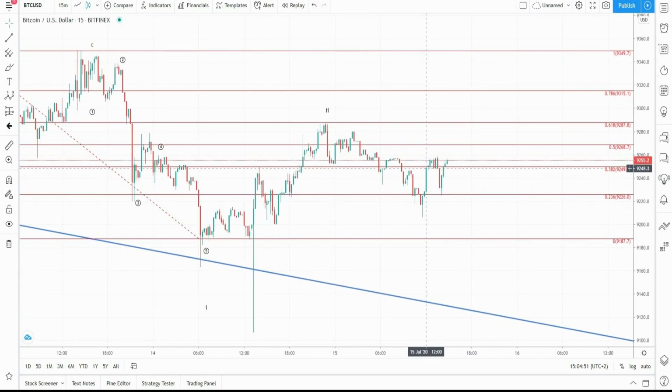Now, looking at this increase here, we can see that it pushed the price above the 0.382 Fibonacci level, but found resistance there, which is why a retest of the lower one was made. And the price found support, so another attempt at an upside continuation is currently being made.